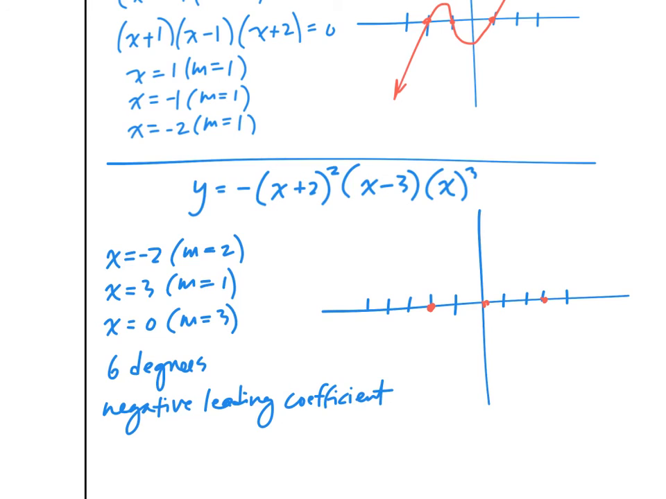All right, we got to this point. I don't know if you finished, but I'm going to show you how to finish this one. This is 6 degrees, so that's even. So either both of them are going up or both of them are going down. Because of the negative leading coefficient, I know it's going to both go down. Now it's a question of which one's going to cross, which one's going to bounce. If it's even, it bounces off. If it's odd, it crosses. So at 3, it's going to cross. At 0, it's going to cross. And then at -2, it's going to bounce.